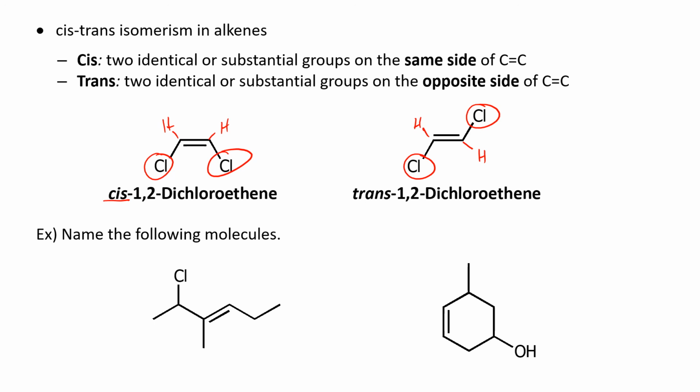These are considered stereoisomers. Cis-trans are stereoisomers. And technically, they are diastereomers. But we'll learn more about that in chapter 5. So, same side cis, opposite sides trans. All right, so if we want to name the following molecules, give this one a shot. Pause the video. When you come back, I'll give you the answers.